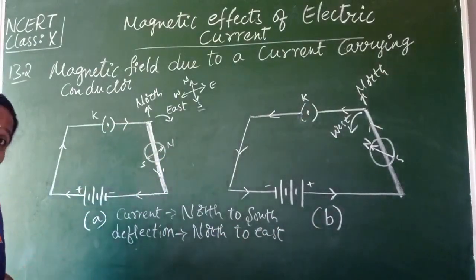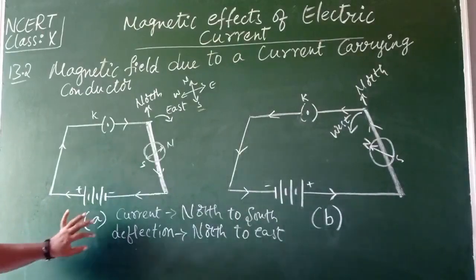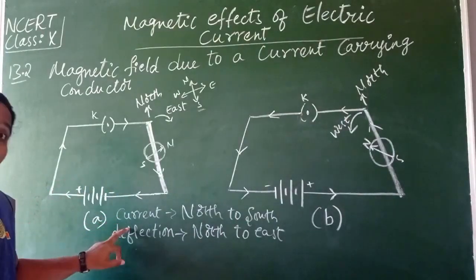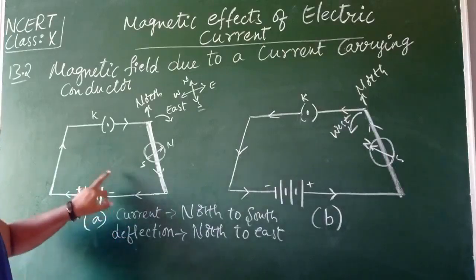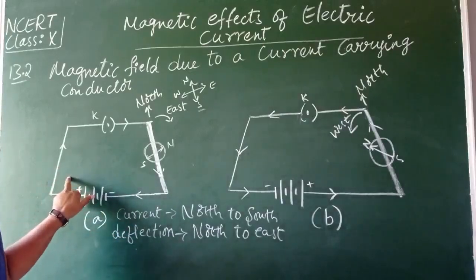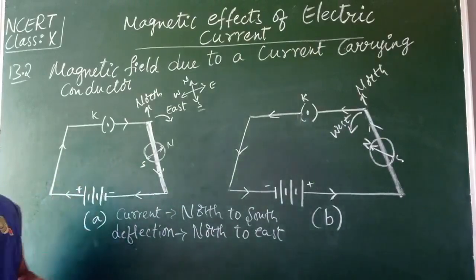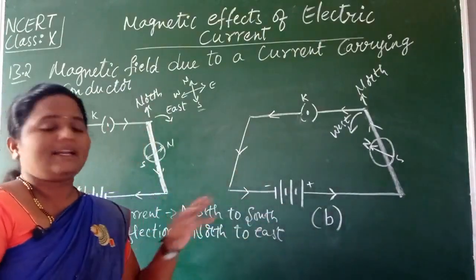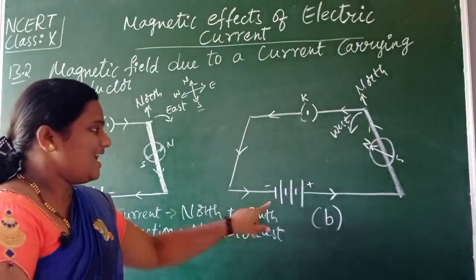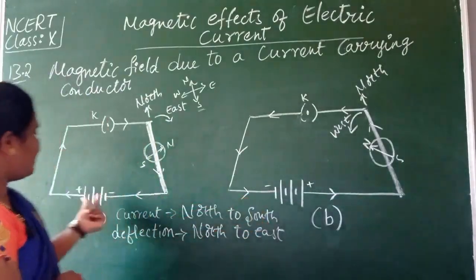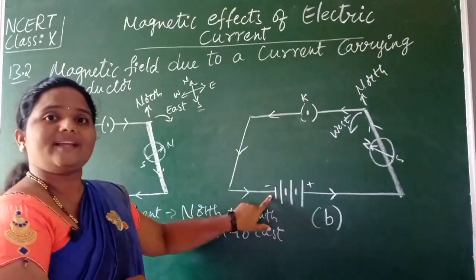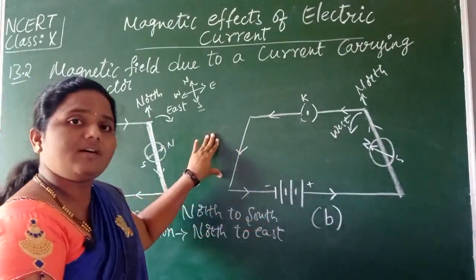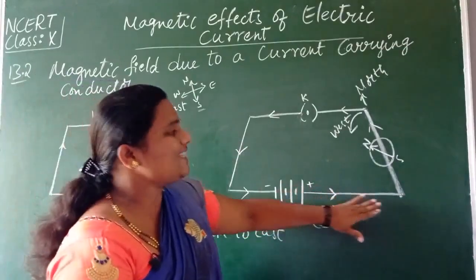Now we have to understand what happens if there is a change in the direction of the flow of current, that is, if a reversal of the current takes place. It means we need to change the position of the terminals. That is what the second figure tells. Initially this side was the positive terminal. Now we have placed the negative terminal here. So in the second figure, the current starts flowing in this direction.